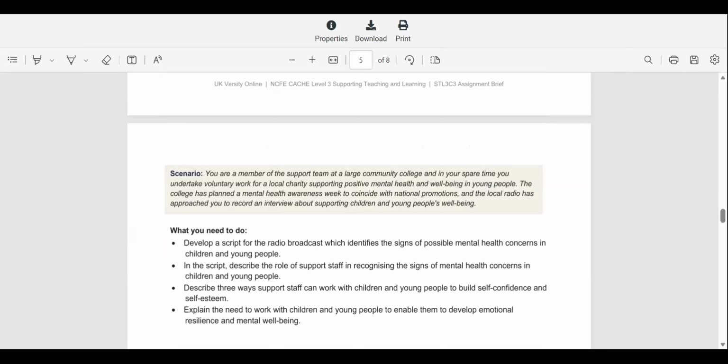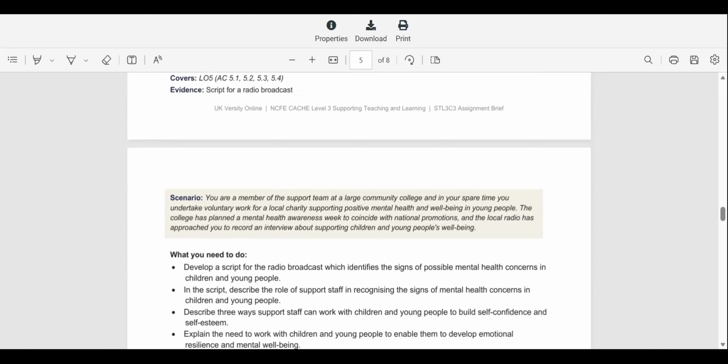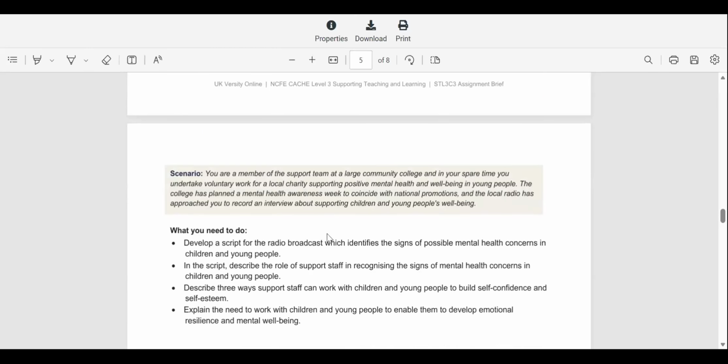Here, you are a member of the support team at a large community college, and in your spare time, you undertake voluntary work for a local charity supporting positive mental health and well-being in young people. The college has planned a mental health awareness week to coincide with national promotions, and local radio has approached you to record a recording supporting children and young people's well-being. You need to develop a script for a radio broadcast which identifies the signs of possible mental health concerns in children and young people.